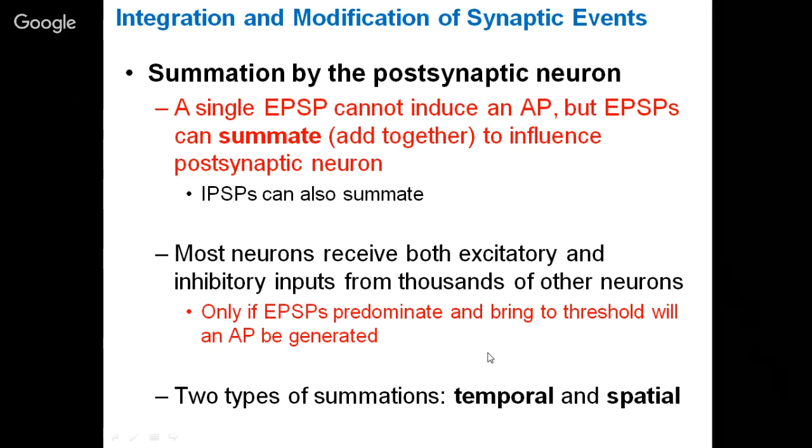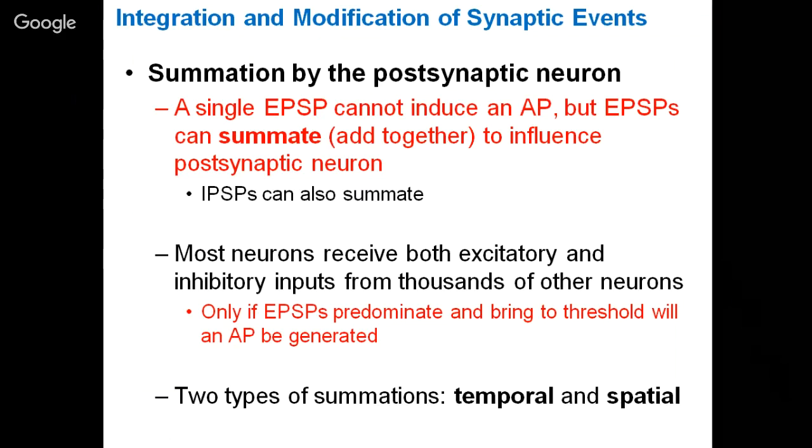So there's also a concept called integration and modification of synaptic events. So the summation by the postsynaptic neurons. What does that mean? A single excitatory postsynaptic potential cannot induce an action potential, but the excitatory postsynaptic potentials can summate, which means adding together to influence a postsynaptic neuron.